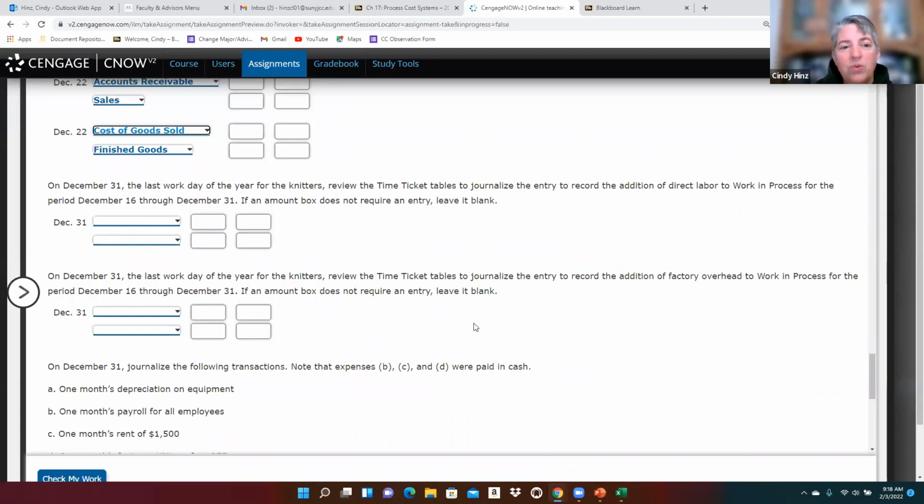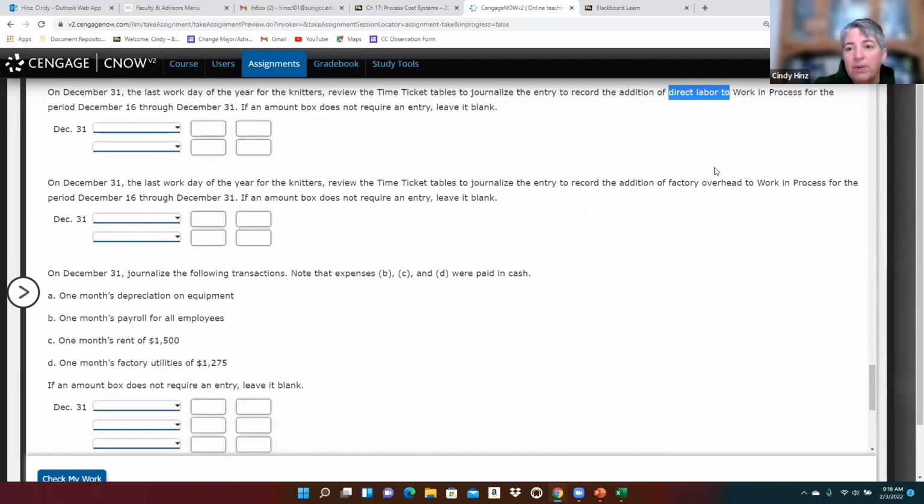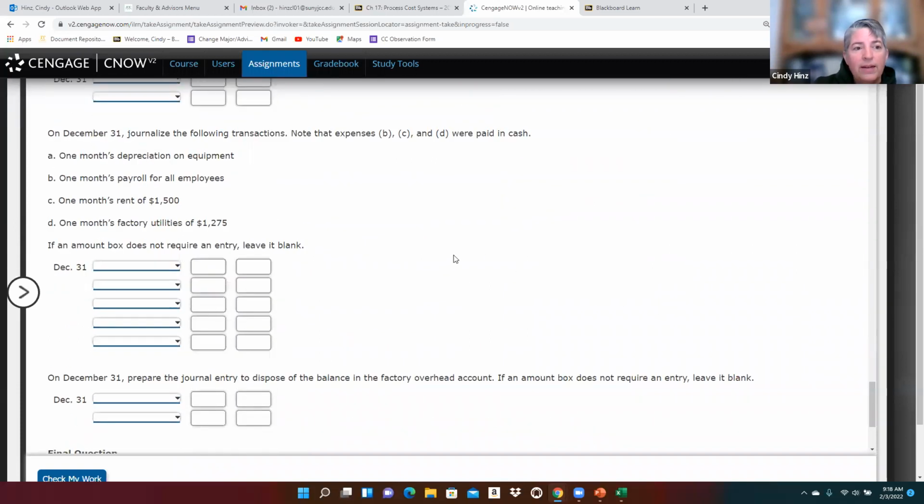Then it has you do basically the same process for the second half of the month, recording our direct labor, allocating overhead. This part is probably the most challenging part. This is where I've had the most questions by email. I don't know how to do this last part. So again, I don't want to give you the answers. I want you to work through this on your own.